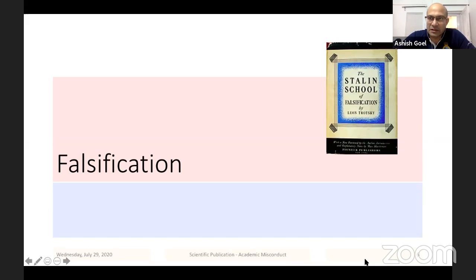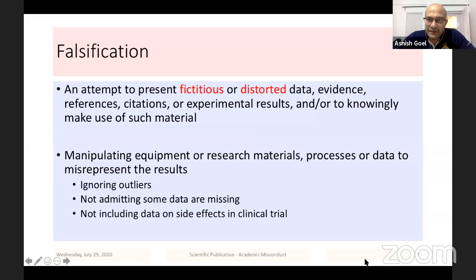A different kind of misconduct is data falsification, where you have some data, but there is an attempt to present fictitious or distorted data. It could be data, it could be evidence, it could be references, citations, experimental results, and you might be knowingly using such material without actually saying that this is so. People manipulate equipment or research materials or processes and even misinterpret the results by sometimes ignoring the outliers or not admitting that some data is missing, and they don't include data on the side effects of a clinical trial. All these would fall under falsification.